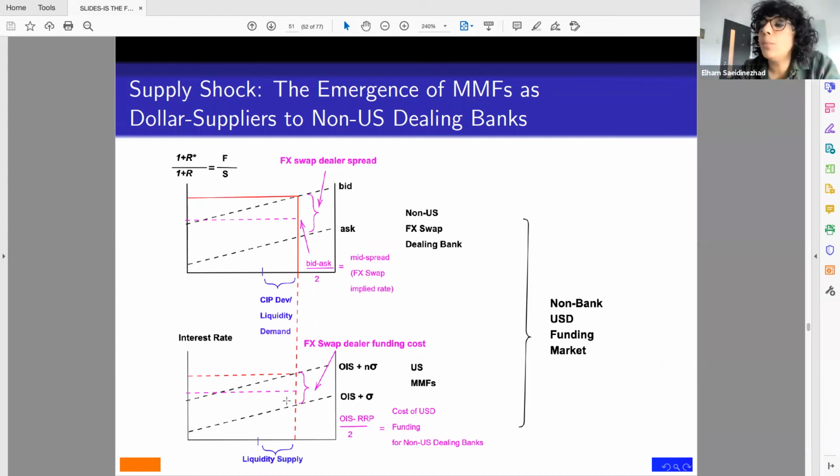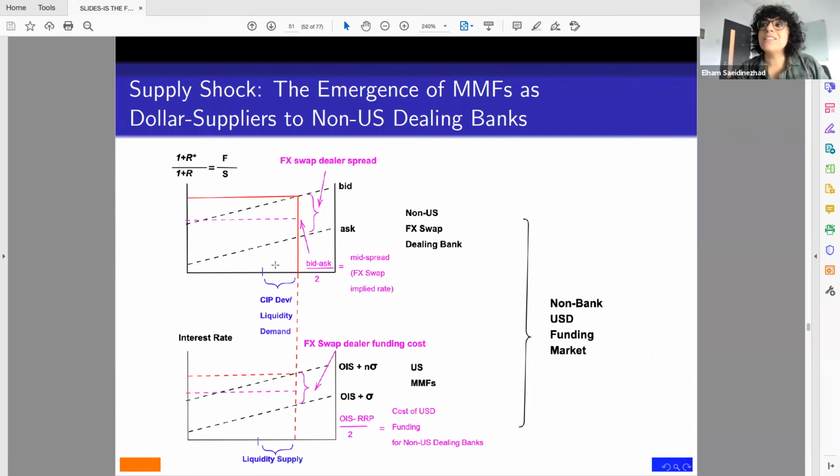And these higher prices in the money market imply that the FX swap dealer spread is going to increase in the FX swap market as well. Remember, this midpoint, which is this mid spread, is the price of having access to the US dollar funding for the rest of us, for the other non-banks.